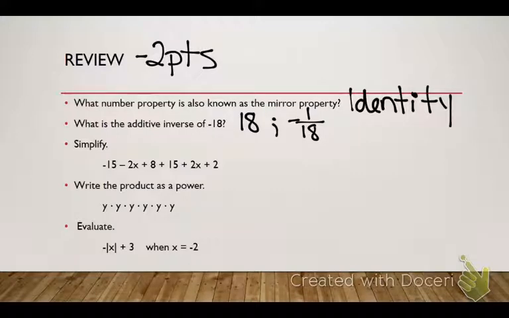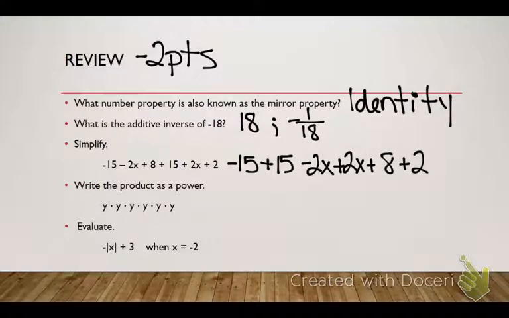The third one, did y'all simplify this? So negative 15, what would you put next to negative 15? Plus 15. Minus 2x, plus 2x, plus 8, plus 2. And when you do it that way, it's pretty easy, right? 10.